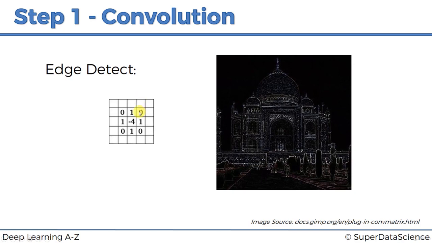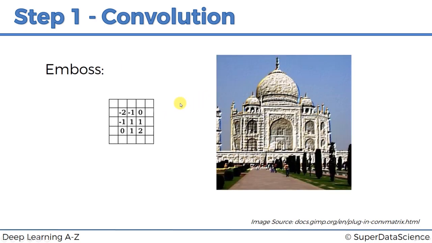Edge detect. Right, so this one probably makes more sense, right? You take the middle one, you reduce the strength of the middle pixel, and then you look for these ones, you increase the strength of the ones around them, so you have the ones there. Yeah, so that gives you an edge detection, and you can see what you get there.